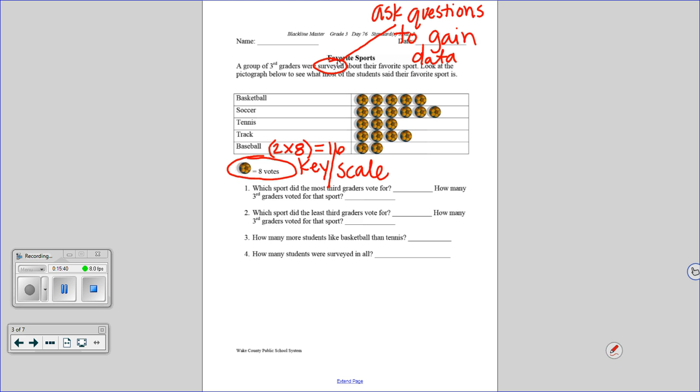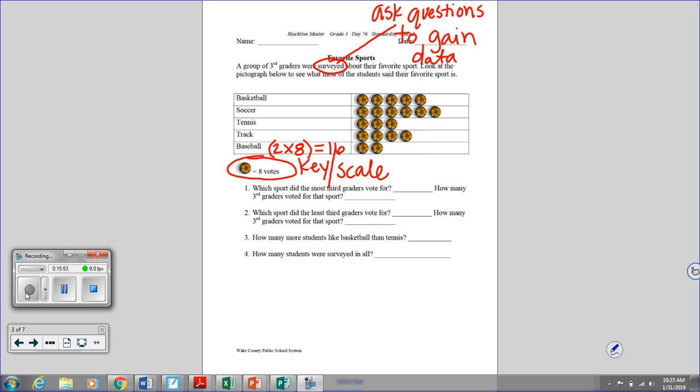I want you to figure out the actual number with an equation, just like I did, for all the other sports. Do that now, please. How many people actually voted for basketball? Gabriella, what's my equation going to be? 5 times 8 equals 40.